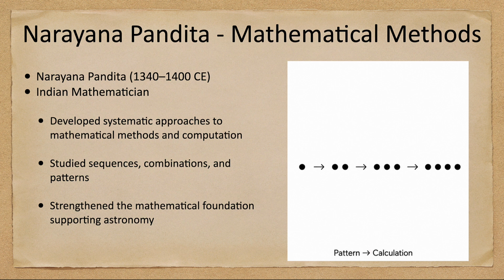This reflects an important development in scientific history. Mathematics was no longer only a tool for astronomy. It was becoming an increasingly sophisticated field of study in its own right, closely connected to understanding the cosmos.